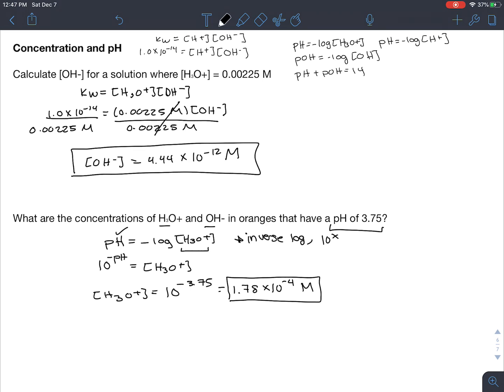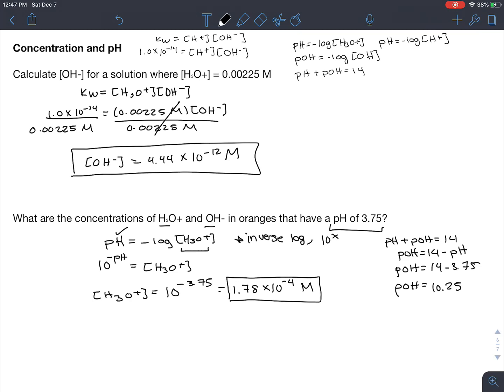Awesome. Now you have your hydronium and you want hydroxide. So just like from the equation above, you know that hydronium and hydroxide multiplied are equal to Kw, and you can do the same thing to isolate. But let's do it a different way. We know pH plus pOH is equal to 14. Since I'm given my pH, I can get my pOH by taking 14 minus the pH. So my pOH will be 14 minus 3.75. And that is equal to 10.25.